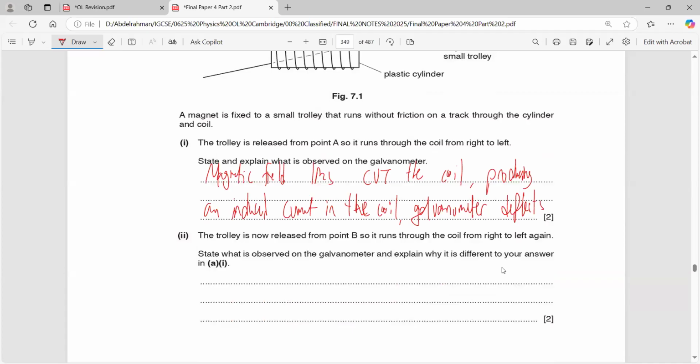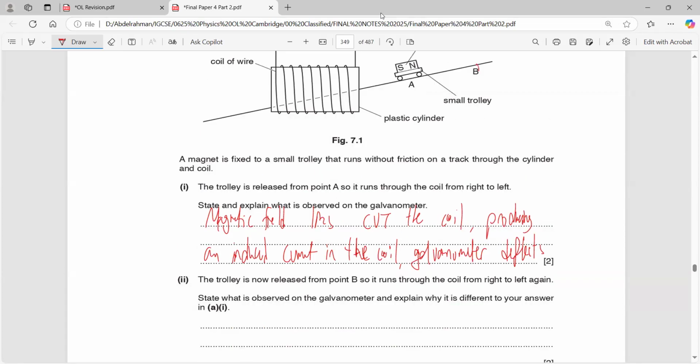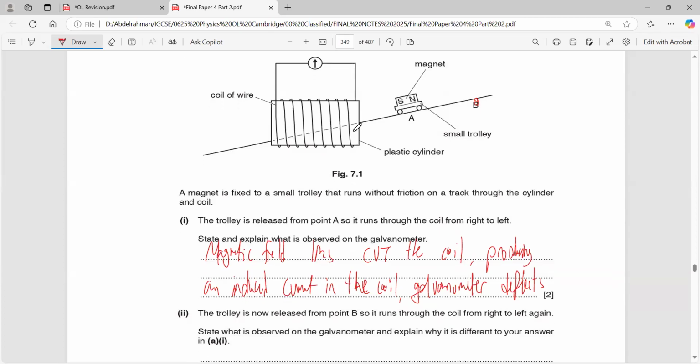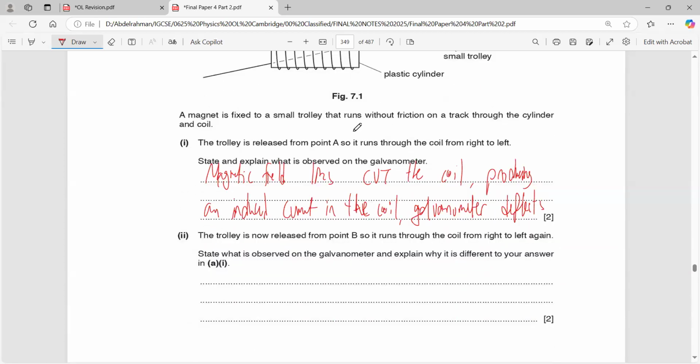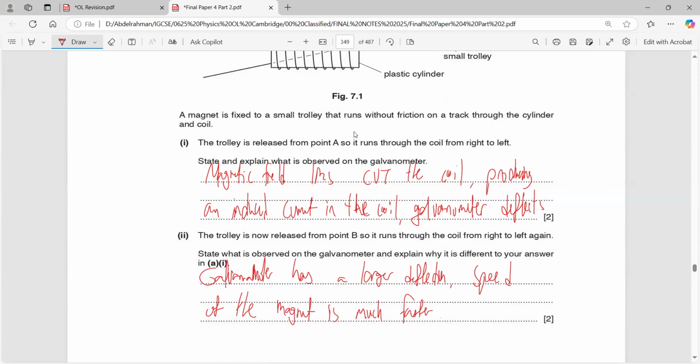As it moves from point B, it's at a much higher point, which means that the speed of the trolley as it passes through the coil would be much faster. So the deflection will be much greater. So the galvanometer has a larger deflection. Why? Because the speed of the magnet or the trolley is much faster.